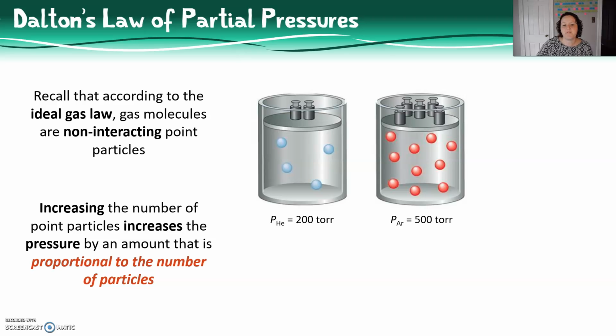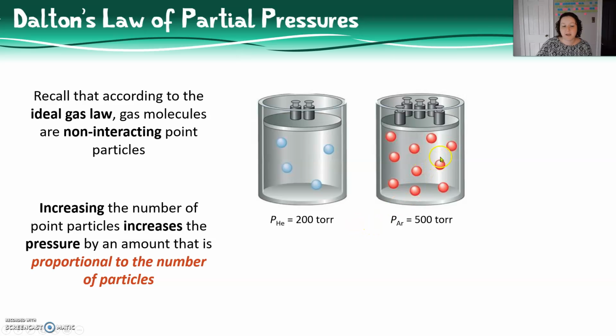Next, consider a sample of pure argon at the same constant volume and constant temperature as the helium. Note that the containers are the same size. Except in the case of this argon sample, the moles of gas is greater, as indicated by the greater number of red argon molecules compared to the smaller number of blue helium molecules in the figures.